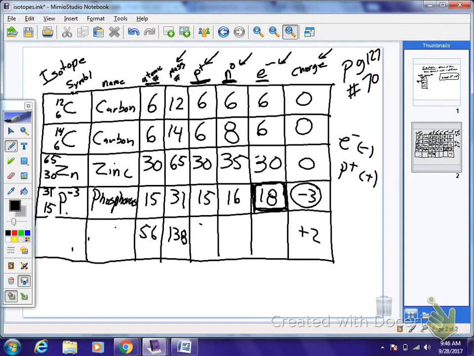We'll do this one here real quick. Go ahead and fill it in. And that's pretty much all you need to do when you're dealing with counting isotopes and looking at electrons and protons and how they compare. So take a minute on that last one, and then we'll see what you get for an answer.